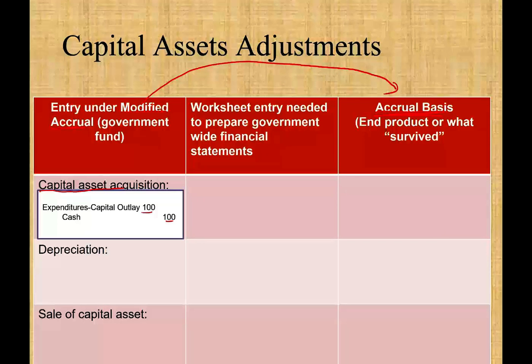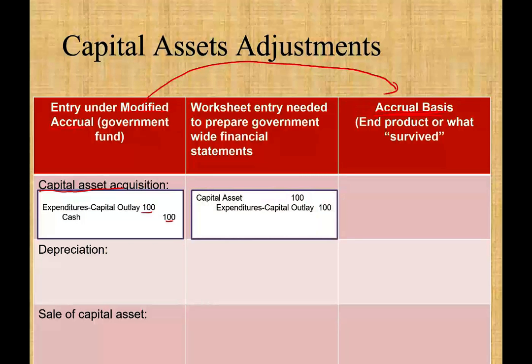What do we need to do? If you really think about it, we need to eliminate this expenditure, because this expenditure should not appear as the end product, and we need to put a capital asset. Therefore, we need to credit the capital expenditure for 100 million and debit capital asset. This is the worksheet entry.